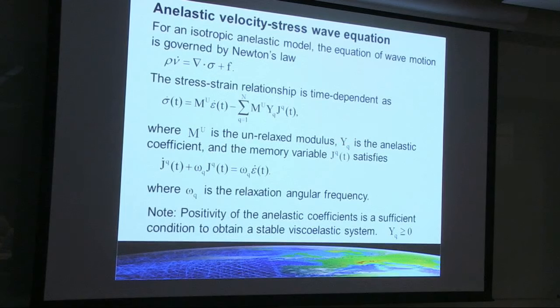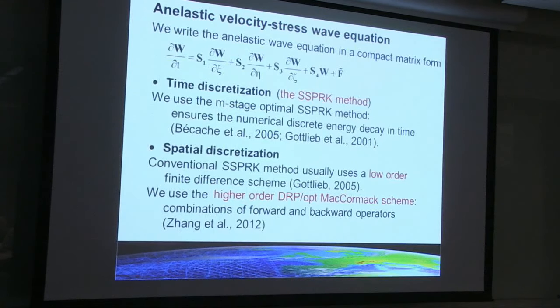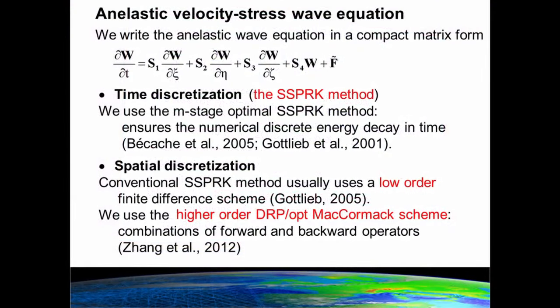Y_Q is the anelastic coefficient, and we can prove that the positivity of the anelastic coefficients, that is Y_Q larger than or equal to 0, is a sufficient condition to obtain a stable viscoelastic system. And J_Q is the memory variable, which satisfies the first order ODE system. To solve the anelastic wave equation, we have unknowns: velocity, stress, and the memory variable. Then we write the anelastic wave equation in a compact matrix form.